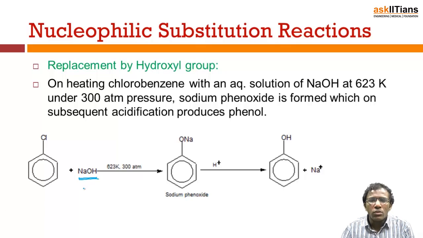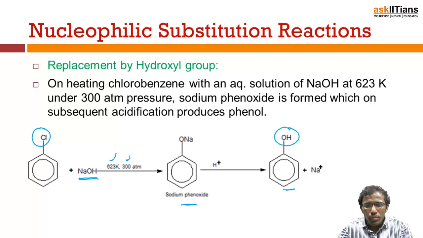with an aqueous solution of sodium hydroxide at 623 Kelvin and 300 atmospheric pressure. So here I am providing the conditions. Under these conditions, the chlorobenzene reacts with aqueous sodium hydroxide and yields sodium phenoxide, which on subsequent acidification produces phenol. So finally we end up with phenol, the final product, with sodium phenoxide in between. Here the chlorine is replaced by the hydroxyl group. So this is a nucleophilic substitution reaction.